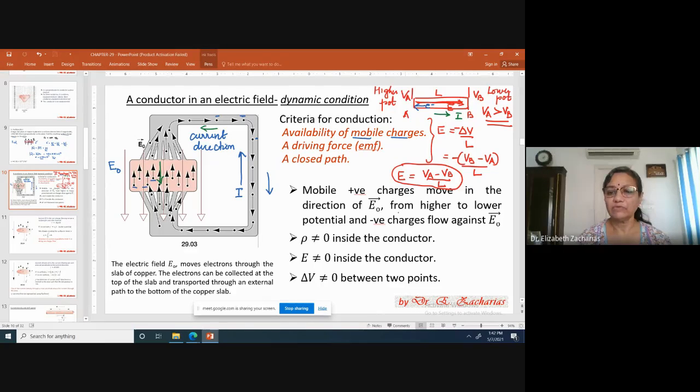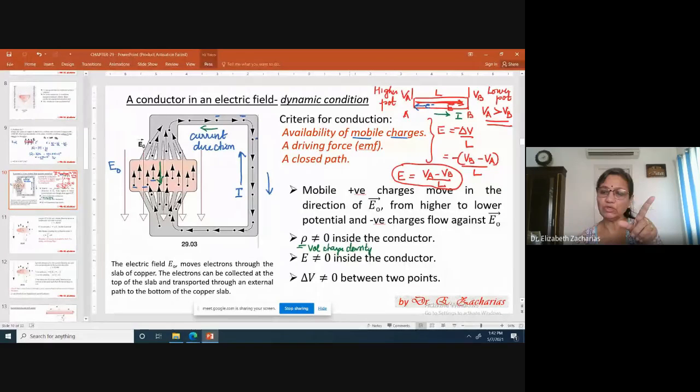As mentioned, positive charges will move in the direction of the applied field from a higher to a lower potential. Negative charges will flow against that. And as a result of this flow, within the body of the conductor you are going to have free electrons, or there is going to be a charge density. When I'm talking of this rho here, I'm talking of volume charge density. There is a volume charge density within the conductor.